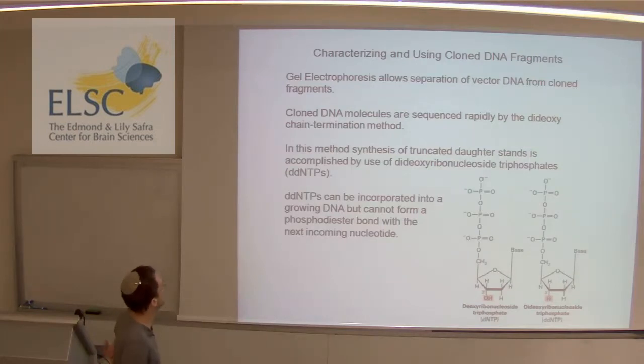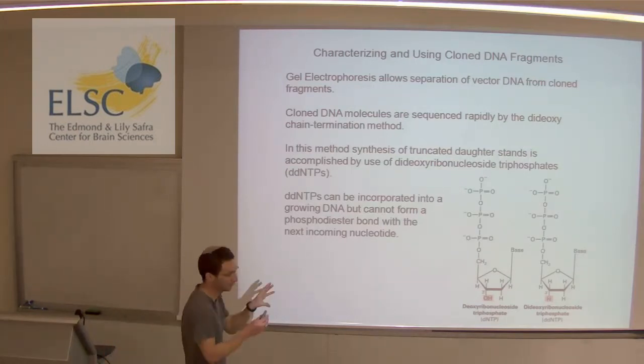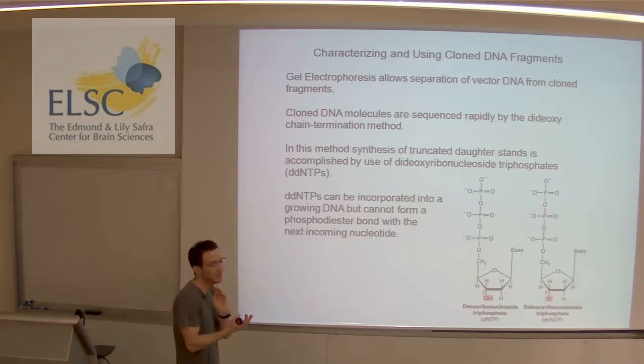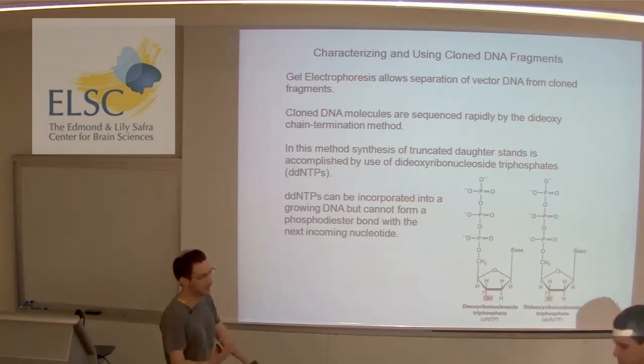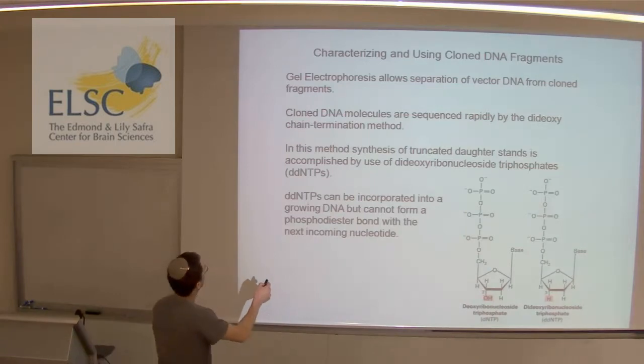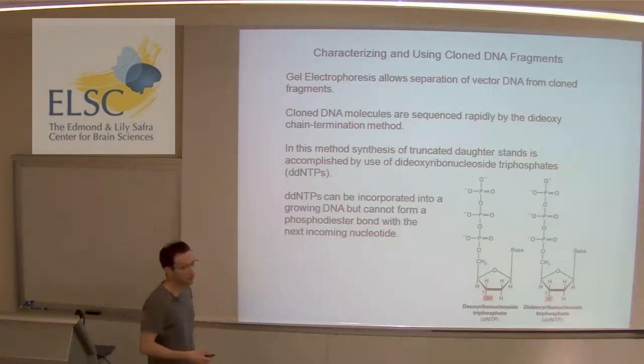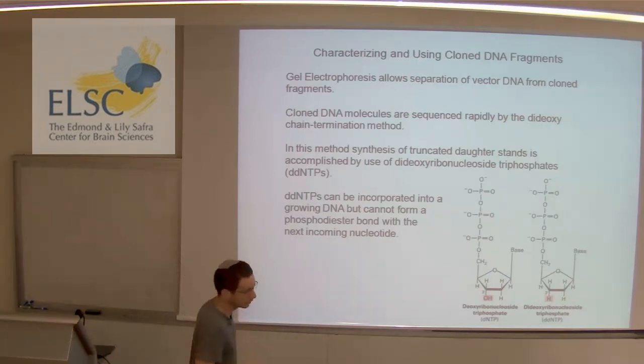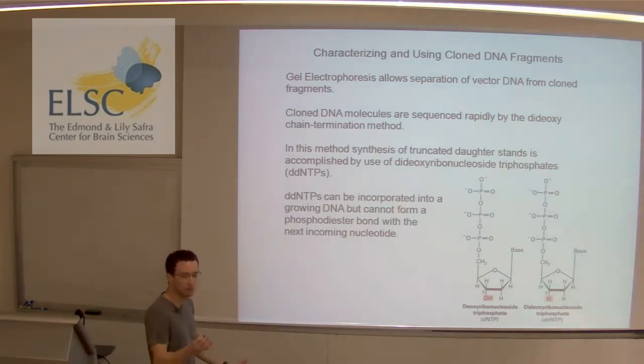After we have this plasmid, or this vector, with a DNA fragment of interest inside it, the desired DNA fragment we want to use or characterize, we would usually use gel electrophoresis to separate the two by size, and then we would achieve the isolated, purified, cloned DNA fragment.